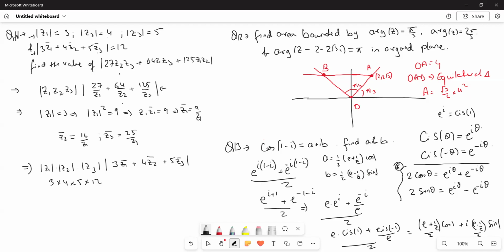So if anyone ever gives such a tricky question, remember that this is how cos theta and sin theta are found. These two relations are known as Euler's identity. Okay, Euler's identity. 2 cos theta would be e power i theta plus e power minus i theta. 2 sin theta would be e power i theta minus e power minus i theta. Euler identity.